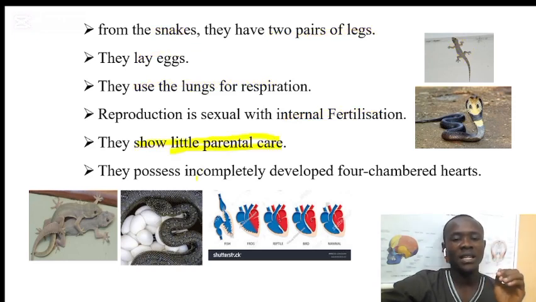And next, they possess an incompletely developed four chambered heart. For them, they have the left and the right atrium that is completely divided, but the right and left ventricle is partially divided, not completely divided. That's why we say they possess an incompletely developed four chambered heart, because the left and the right ventricle is not completely divided. That's why we use the word here incompletely developed four chambered heart.